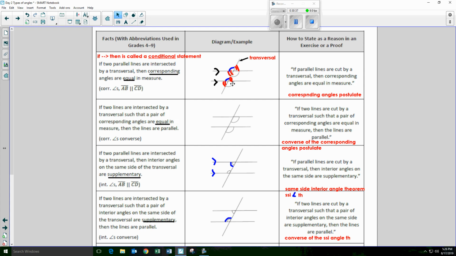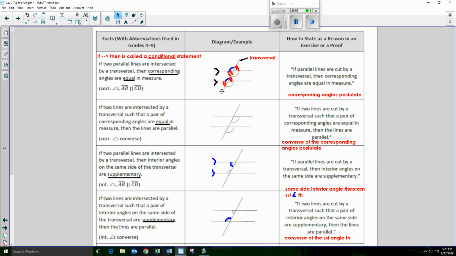And notice they are not adjacent. So this is an interior and that'd be an exterior, but those are adjacent, so we can't do that. One's an interior angle, one's an exterior, they're not adjacent, and they're on the same side. Those are called corresponding angles. Okay, you've got to memorize that, corresponding angles.